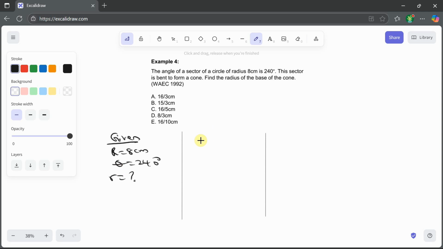What do we know? We said r is equal to R theta all over 360, and we showed how this is because the length of the arc is equal to the circumference of the base of the cone. From there we are able to find this relationship. So you just substitute. This is 8 times 240 all over 360. This will cancel this: 6 here, 6; 6 here, 4; 2 here, 2; 2 here, 3. So what we have here is 8 times 2, which is 16, so 16 all over 3 centimeters, because we are trying to find the radius of the base of the cone, and that will be option A.